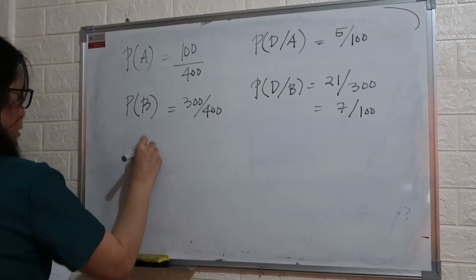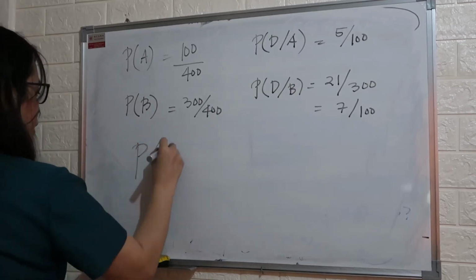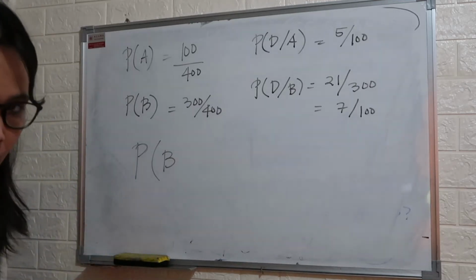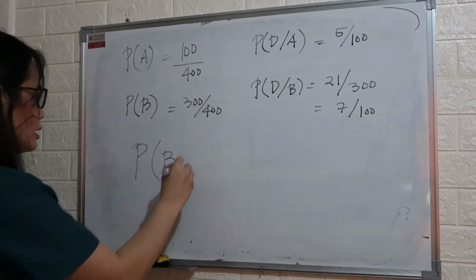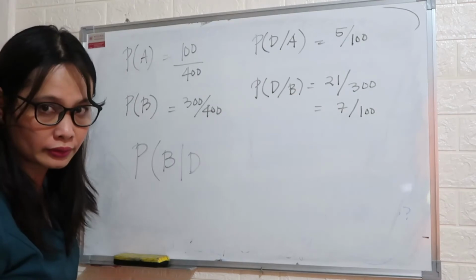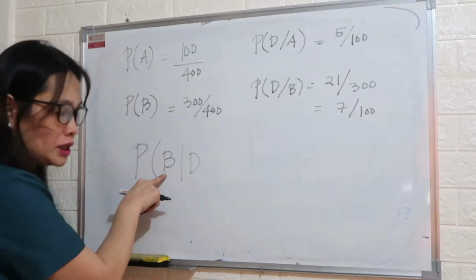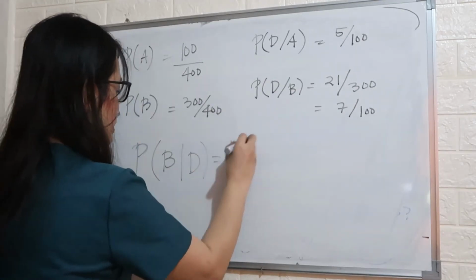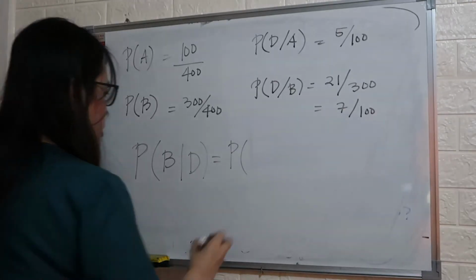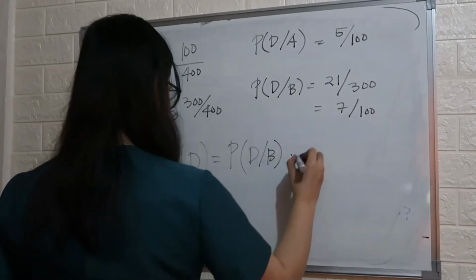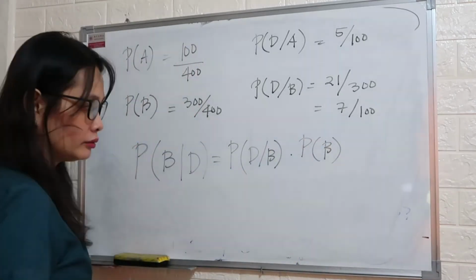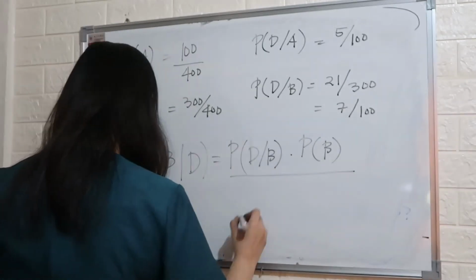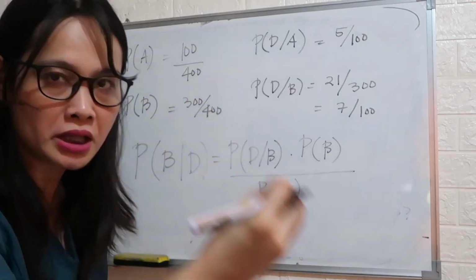So the question is, what is the probability that a given defective chip came from company B? What is the probability that it came from company B given that the chips are defective? So that will be the probability that the defective came from B multiplied by the probability of getting company B, over the probability of defectives regardless of whether from company A or B.